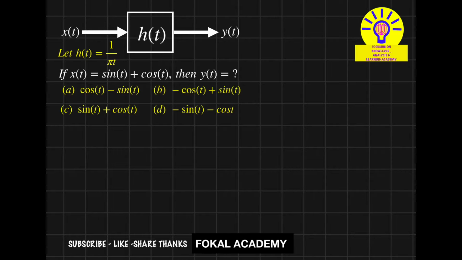See here in this problem. Here x of t is given for an impulse response system h of t. So then what is the output y of t? So here h of t is given as 1 by pi t. So it is nothing but Hilbert transform.